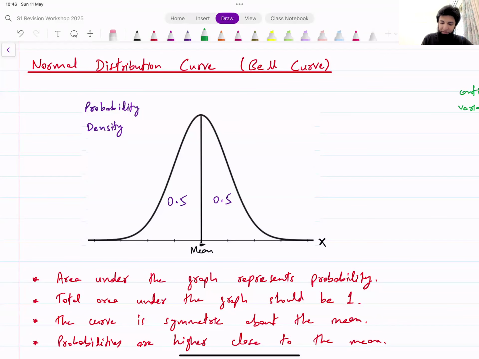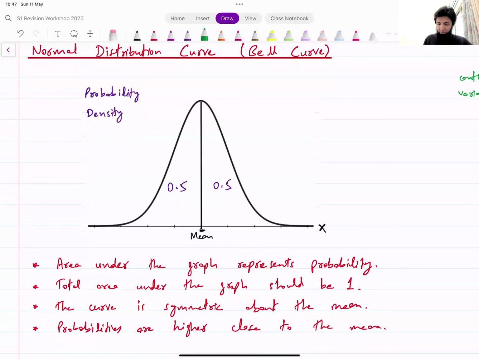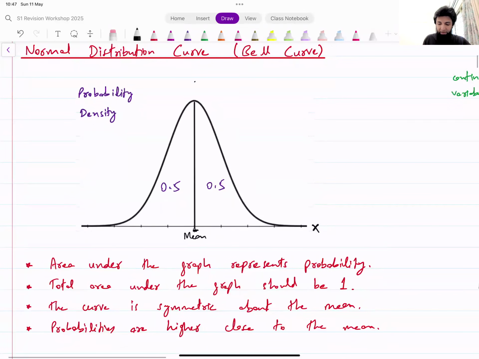Okay. Now, this is what the normal distribution curve looks like. It's also called the bell curve. It's a symmetric curve. The area under this curve represents probability. Now, the total area is going to be 1, of course, because total probability is 1. It's a symmetric curve, so if you break it in the middle like this, the area on the right side and the area on the left side, they're both 0.5. And in the middle, you have the mean of the distribution.